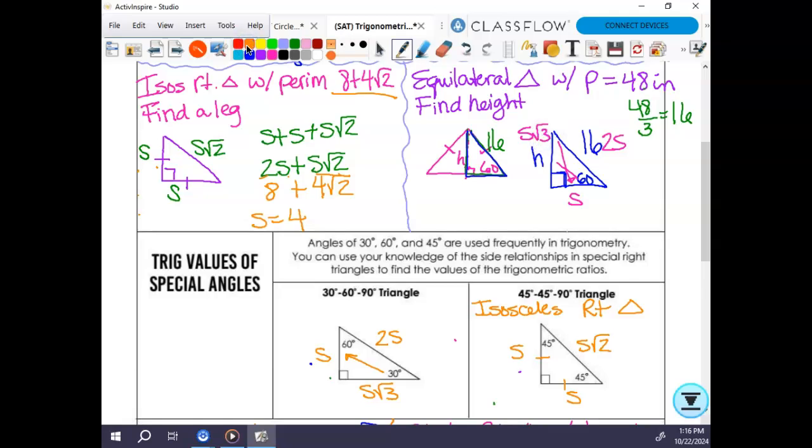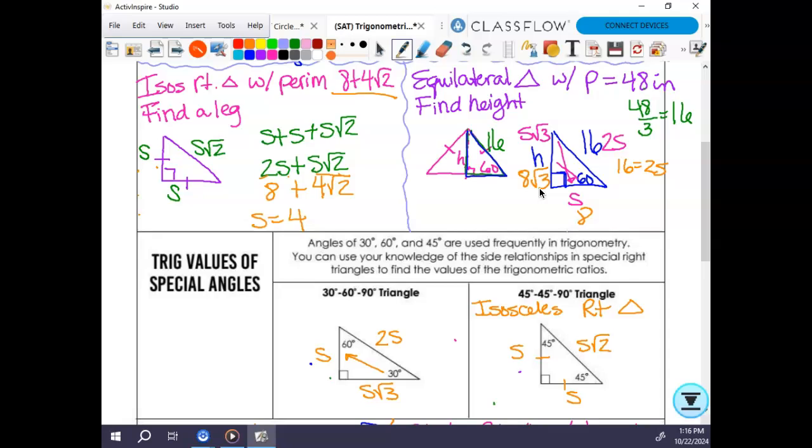So if that is true, and 16 equals 2S, what does S equal? 8. Yeah, 16 equals 2S, so S has to equal 8, which means H is 8 times the square root of 3. Okay? We all right with that? What questions do we have? All right.